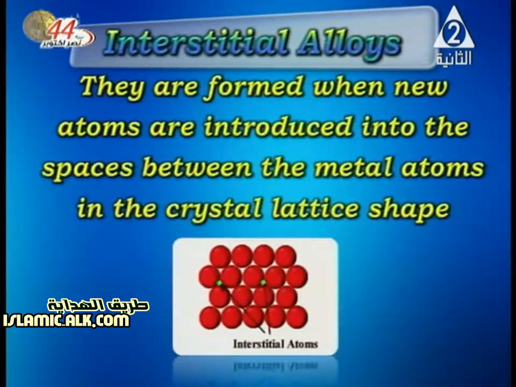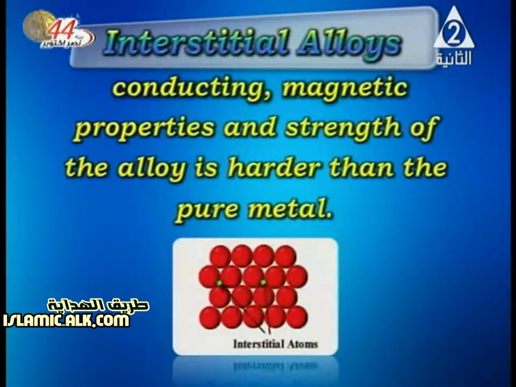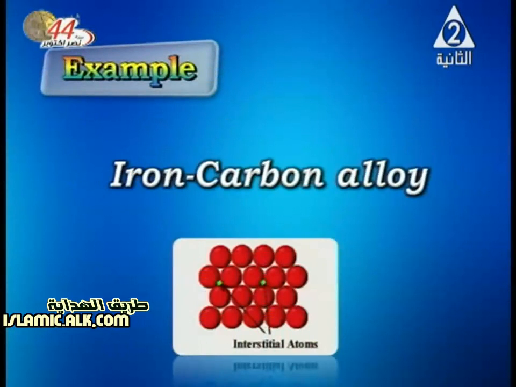The interstitial alloy is formed when new atoms are introduced in the spaces between the metal atoms in the crystal lattice shape, due to their small size, causing a change in the physical properties of the metal: malleability, ductility, melting point, electric conductivity, and magnetic property, and the strength of the alloy to be harder than pure metal. For example, iron carbon alloy that we call steel.